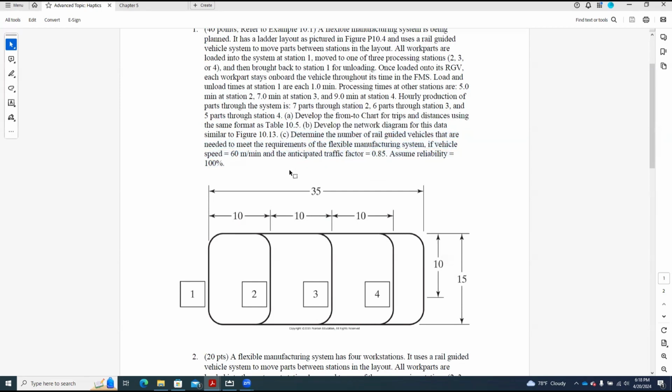Like I said in our previous example, the from-to chart and the precedence diagram are both related. But here, neither of these two is given. So for this from-to chart, we need two things.